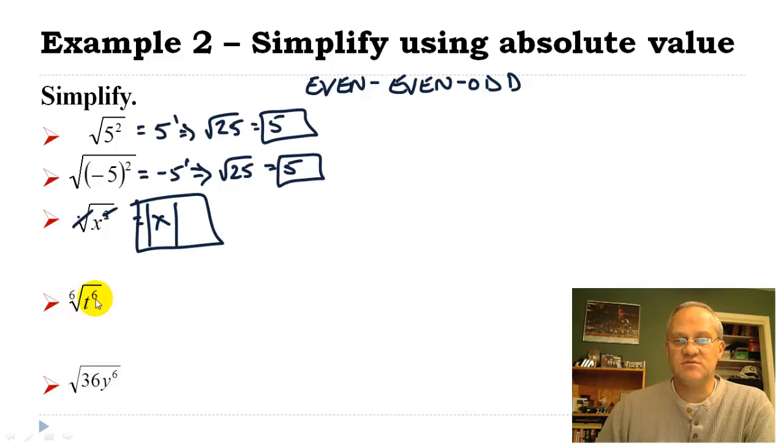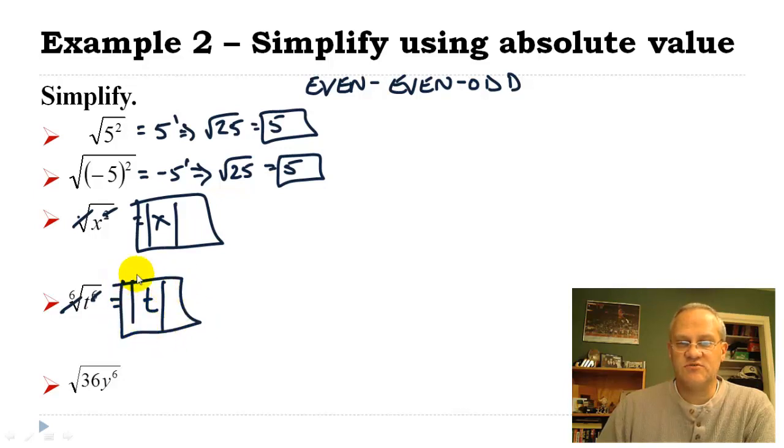All right, let's look at this one. Even, 6, even, 6. So that's even, even. When these cancel, the 6th root cancels the 6th power. What do we have left? T. That's odd. T to the 1st power, so this would need to be absolute values. Okay, so anytime that happens, you have to put whatever that happens to in absolute values.